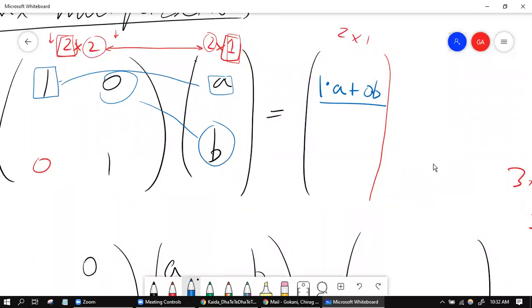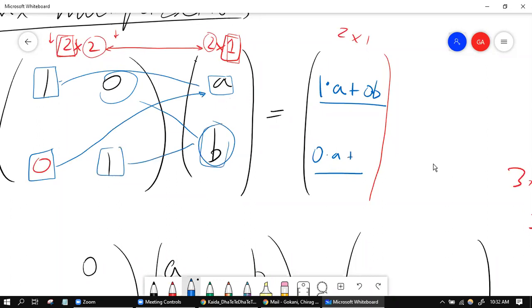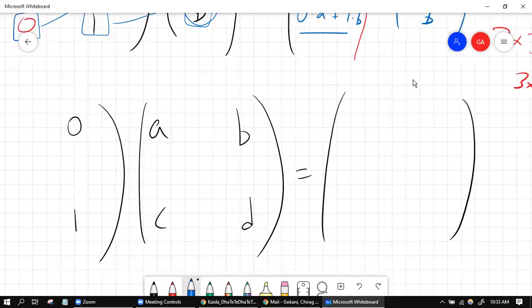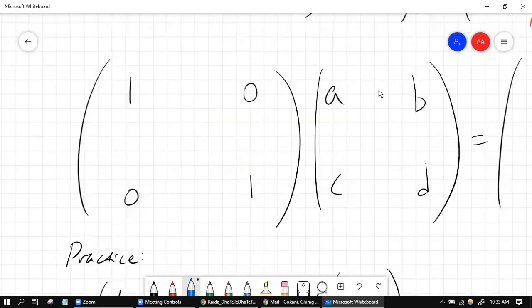And now the bottom element, you do the same thing, just with the bottom row. So 0 times A plus 1 times B. And so what does this equal? What's 1 times A? A. And what's 0 times B? 0. What's 0 times A? 0. Yep, and so this is B, right? 0 times A is 0, 1 times B is B. Make sense? So the product of this matrix is AB. Yes? Great.